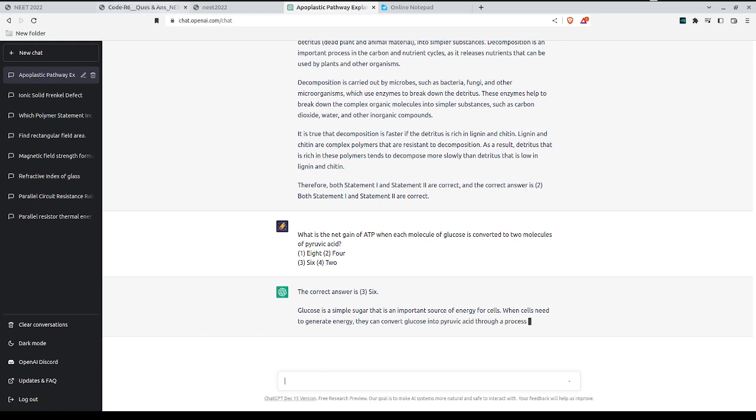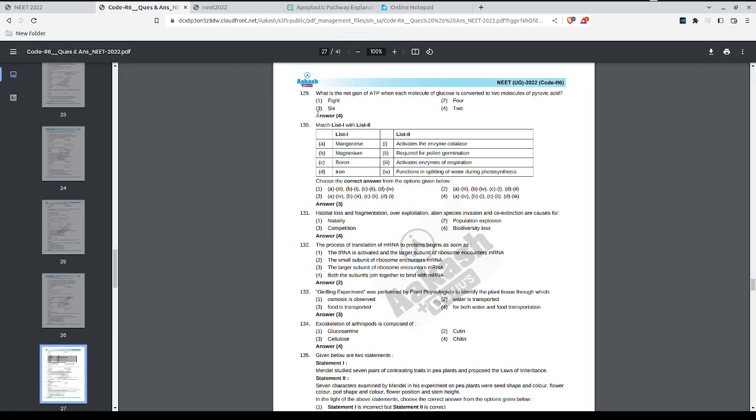What is the net gain of ATP when each molecule of glucose is converted to 2 molecules of pyruvic acid? 1. 8, 2. 4, 3. 6, 4. 2.